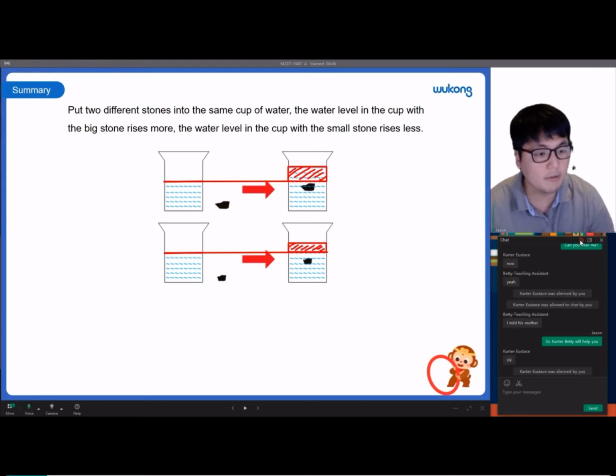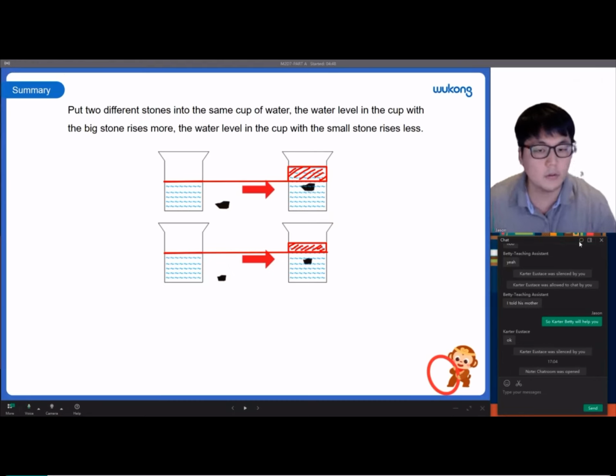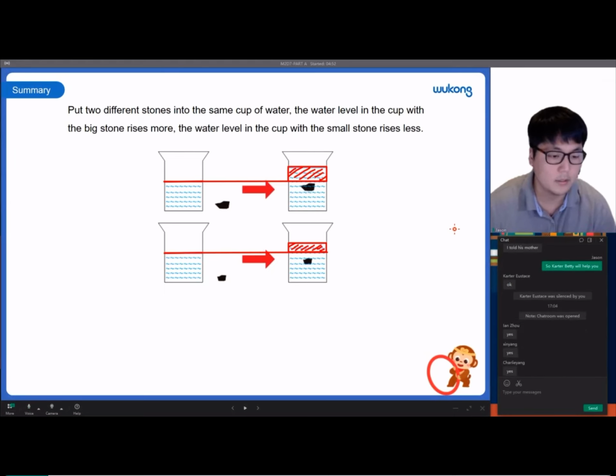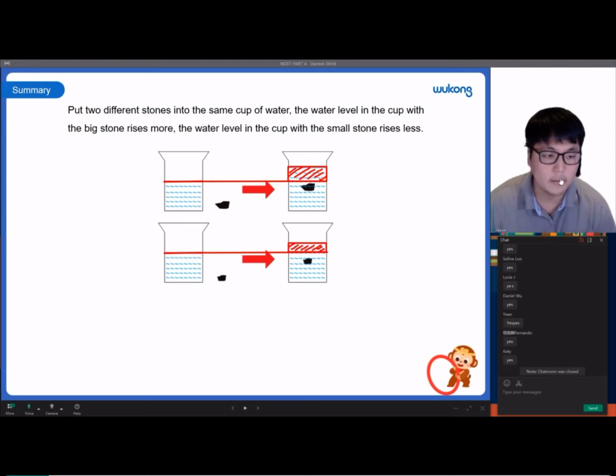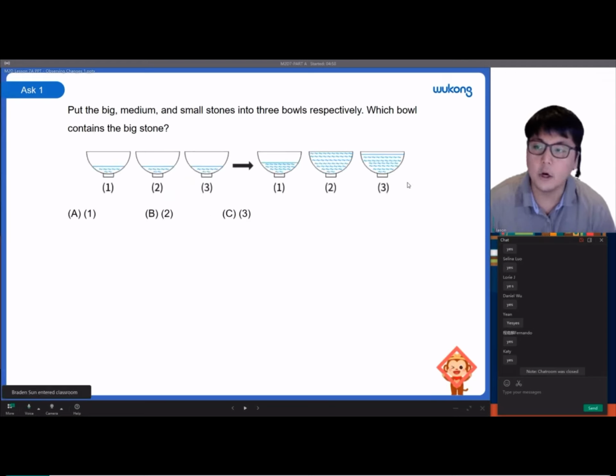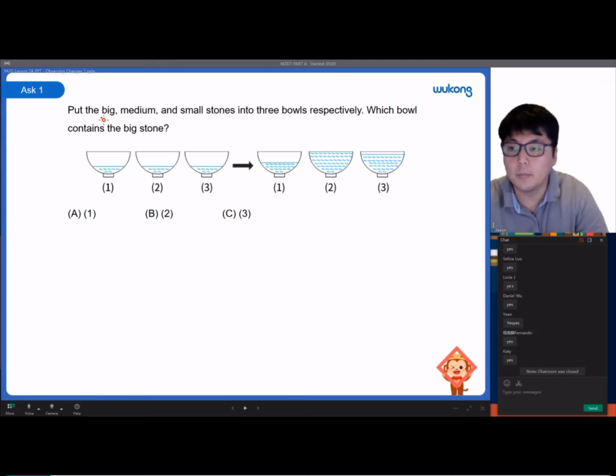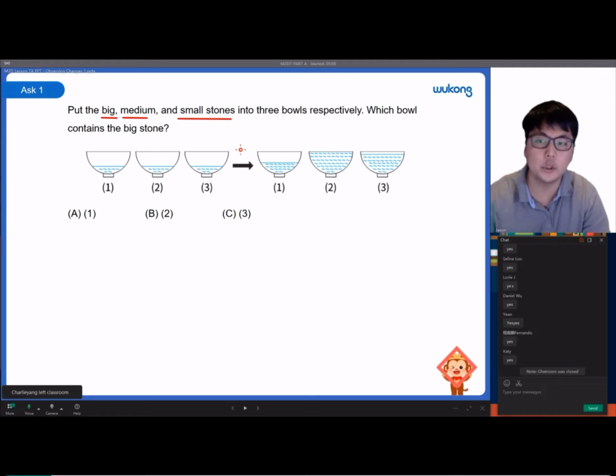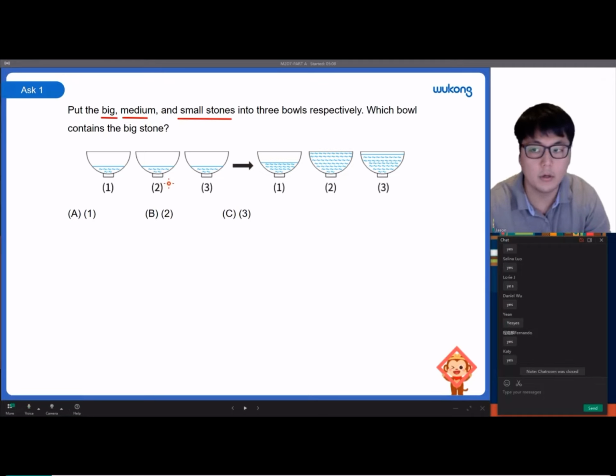Does that make sense, everybody? Say yes if you understand what happens if you put a stone inside. Okay, very good. All right, so now this is a question where you need to put big, medium, and small stones into the three bowls below, okay?